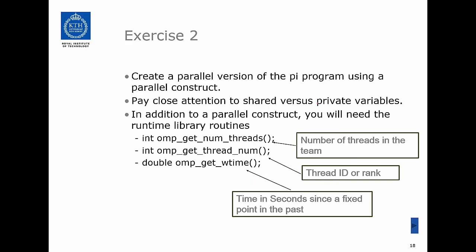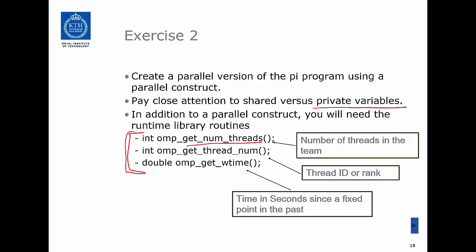So we have an exercise here. Create a parallel version of the pi program using a parallel construct. You should pay close attention to shared versus private variables. For now, the way to privatize variables is to put them inside the stack of a function. You can use these three constructs to control the number of threads, get the thread ID, and measure the performance of the code here.